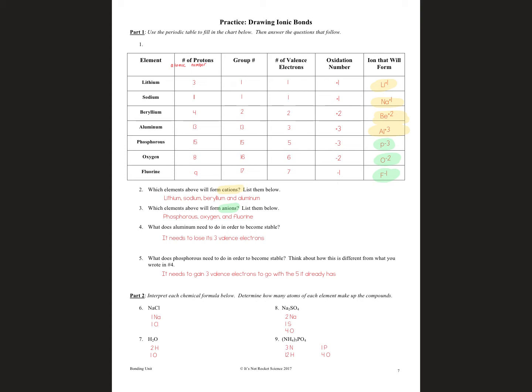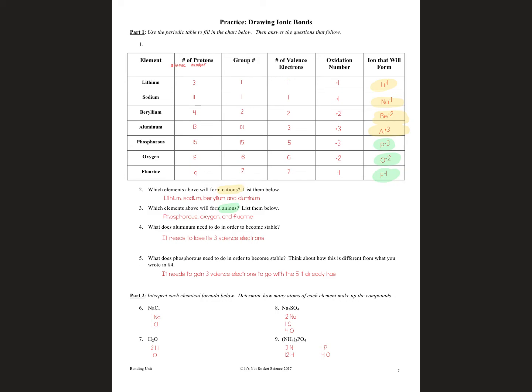In number 5, what does phosphorus need? Phosphorus has 5 valence electrons. Since it's got more than 4, it's going to be easier for it to pick up 3 electrons than it is to lose 5. So it wants to do the least amount of work possible.